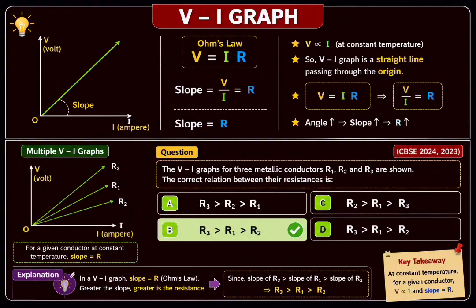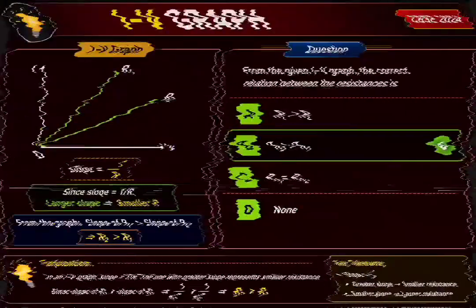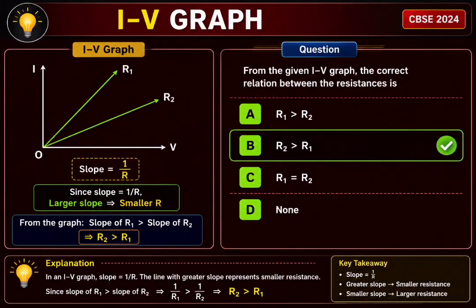Now IV graph. Now let's study the IV graph. In this graph, current is on the y-axis, voltage is on the x-axis. Again, the graph is a straight line through the origin. Slope of IV graph: from Ohm's law, V = IR. Dividing by V, I/V = 1/R. Therefore, slope = I/V = 1/R.